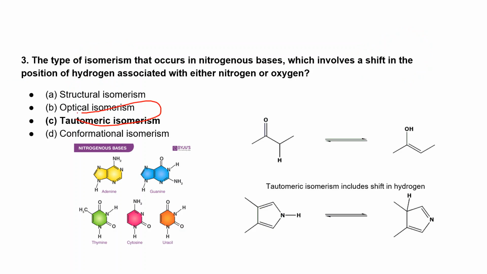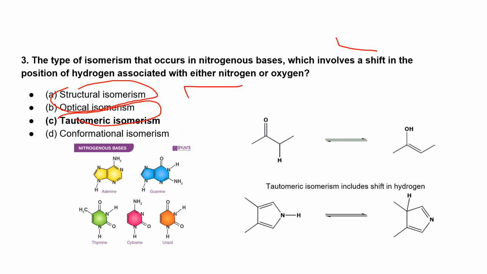Tautomeric isomerism is a type of isomerism in which there is a shift in the hydrogen atom. In case of structural isomerism, there is a difference in the structure. In case of optical isomerism, there is a difference in optical properties, right? When a difference comes in their optical properties, then we call it optical isomerism. Conformational isomerism means there is a change in the conformation of that particular molecule.